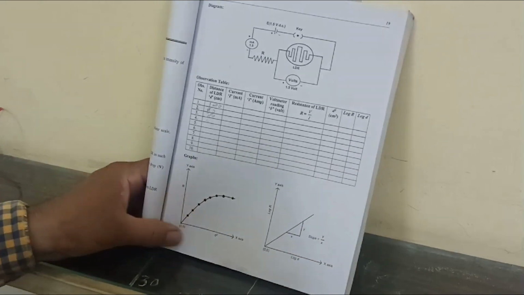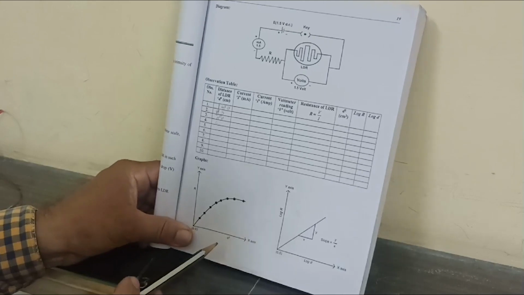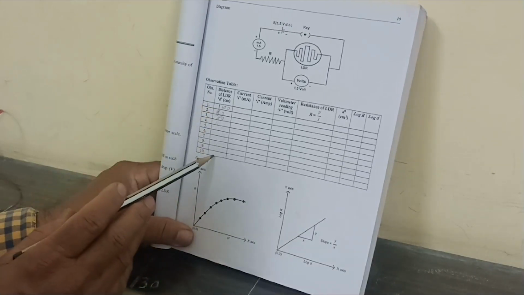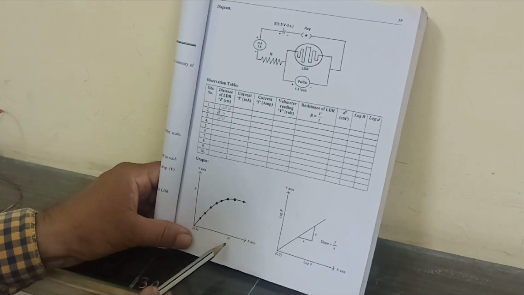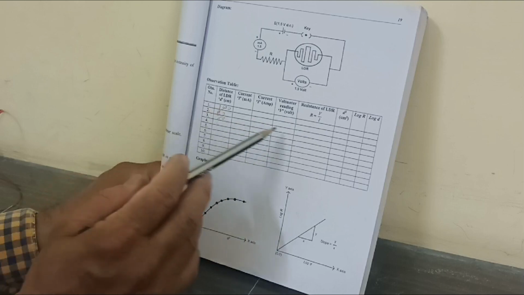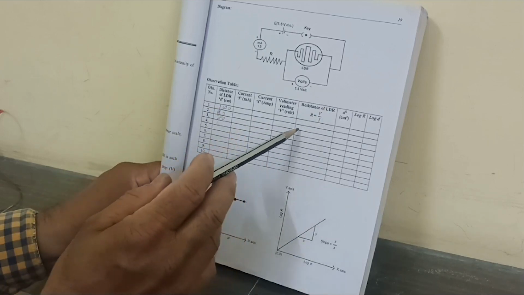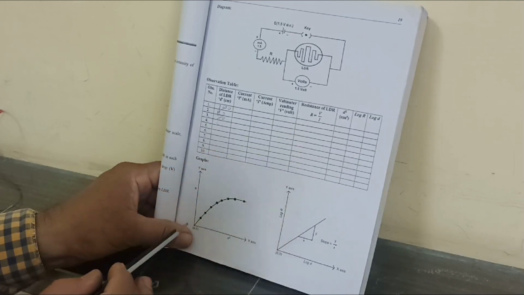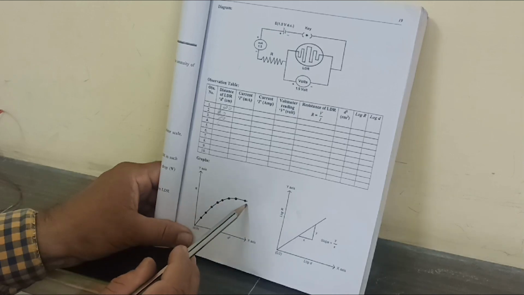Now this is plotting the graph. Plot a graph for whatever distance is there, D square. On the x-axis you have to take D square, and your y-axis is R, which you calculated by using the readings V and I. So you have to calculate this R, and R is taken on the y-axis. When you plot the graph, you will observe this type of graph.